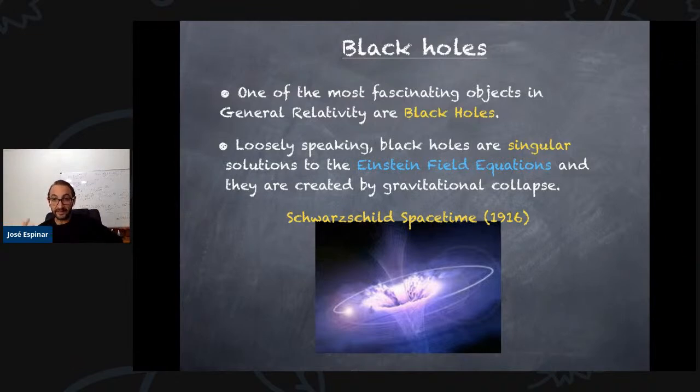So black holes are singular solutions to the Einstein field equation. And actually, Einstein only found the trivial one, the Minkowski space, right? The one that is fine, that is flat, and so on. But shortly after, one year after, Schwarzschild found an explicit solution to the Einstein field equation with a black hole. Okay, so that's interesting.